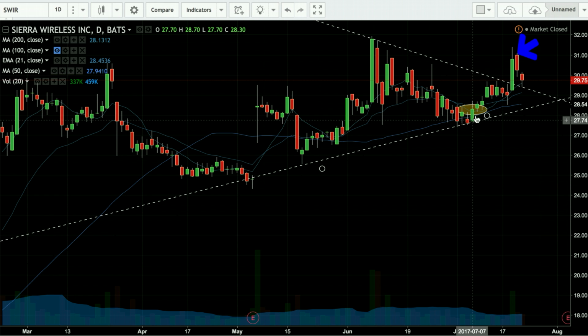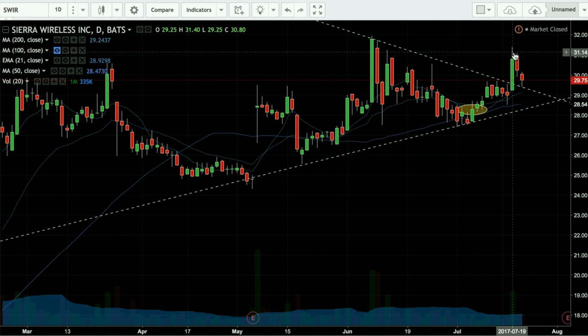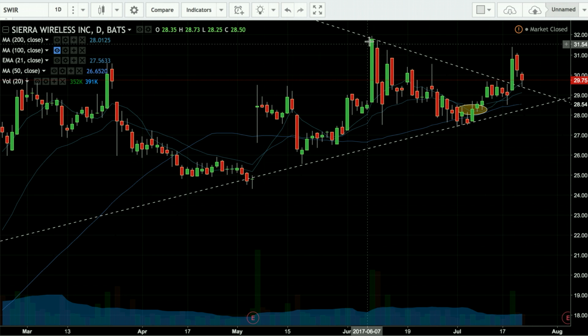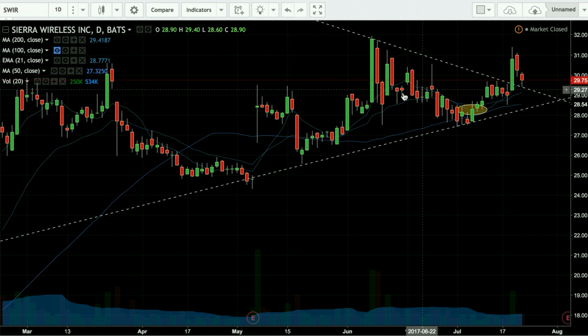We bought 28.25 on 75 cents risk. And where the arrow is, we actually took 50% off the table. I'm still in this one. I feel like it's back testing support, whatever. Story for a different day.